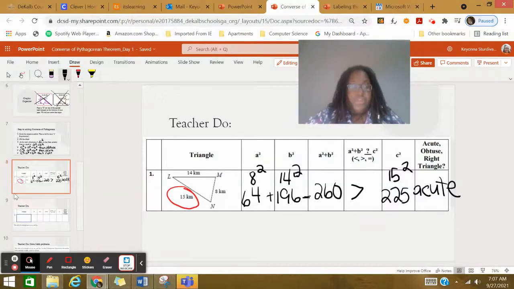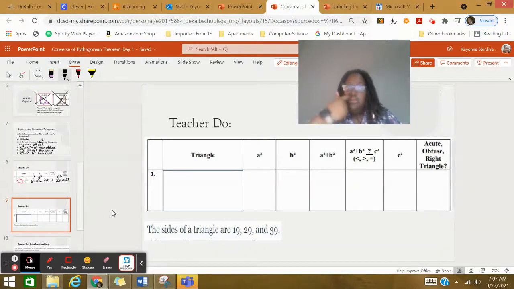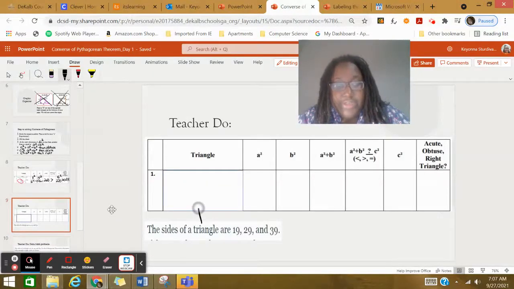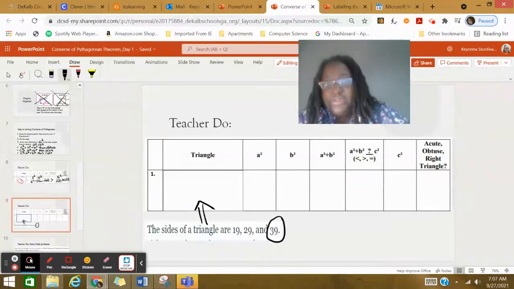Okay, I got two more examples, and again, make sure you guys copy this down in your notes. These problems I pulled directly from Delta Math because you guys have questions on there as well for Converse. So this would be my values. They say the side lengths of the triangle are 19, 29, 39. So again, remember step one, circle your biggest number. In this case, my biggest number is 39, so c is 39. So I got 39 squared over here for c. For A, it doesn't matter. You can put 19 or 29. I'm just putting 19 in order. So I got 19 squared, and then I got 29 squared.